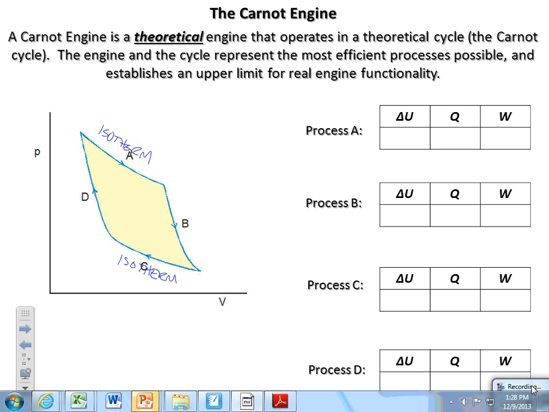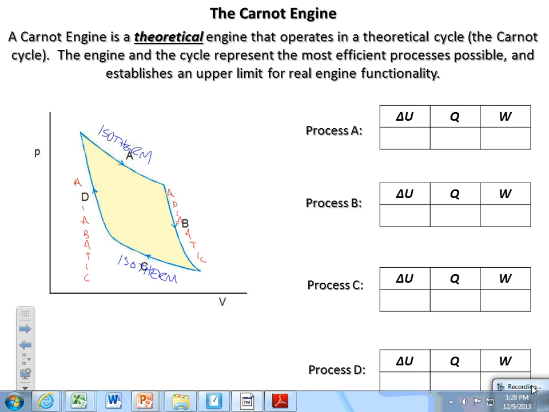and two adiabatic processes. Oh, look, adiabatic here. Oh, look at this. Adiabatic. You didn't think I would, but I did. Two isotherms and two adiabats.